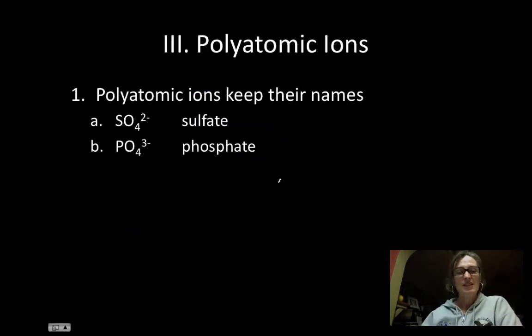Polyatomic ions, this is easy. The polyatomic ions simply keep their names when they're in the formula. So if I have SO4 in my formula, that will be called sulfate. If I have PO4 in my formula, it will be called phosphate. And remember, we have our 6 polyatomic ions that we must memorize.